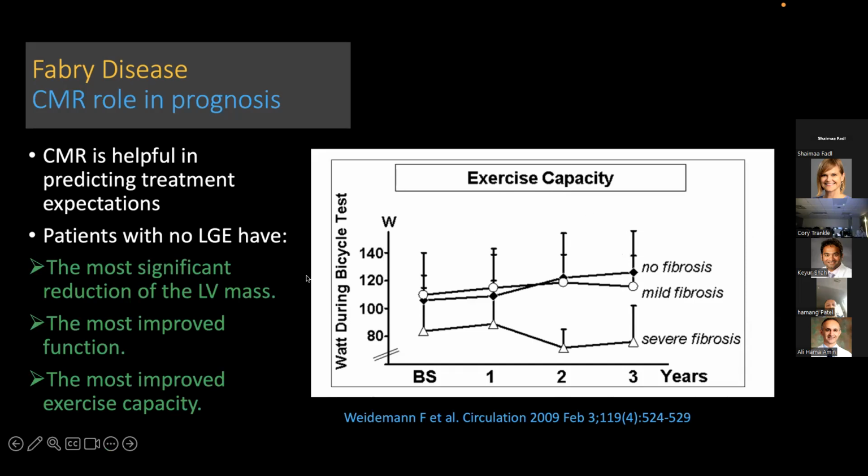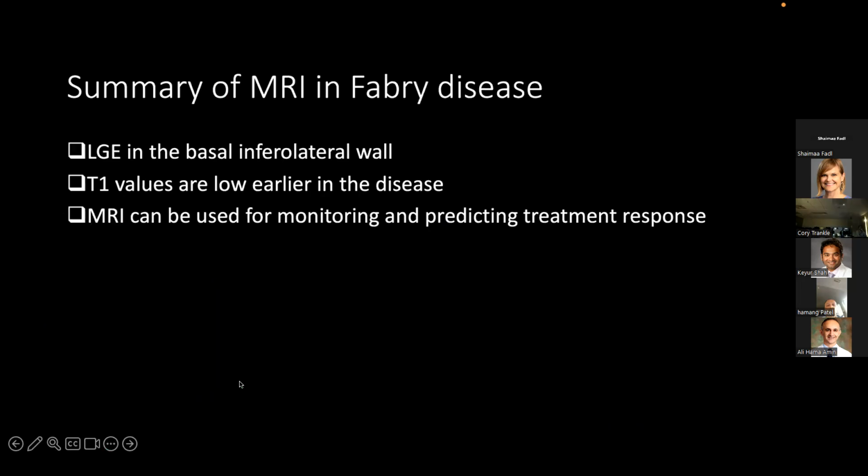But with the presence of LGE, you will start to see that those patients may have a lesser degree of treatment response. Patients with no LGE, you'll see the most significant reduction of the LV mass after the treatment, the most improved function, and the most improved exercise capacity compared to the patients with areas of LGE. So LGE at the basal inferolateral wall is characteristic. T1 values are low earlier in the disease, and MRI can predict treatment response.